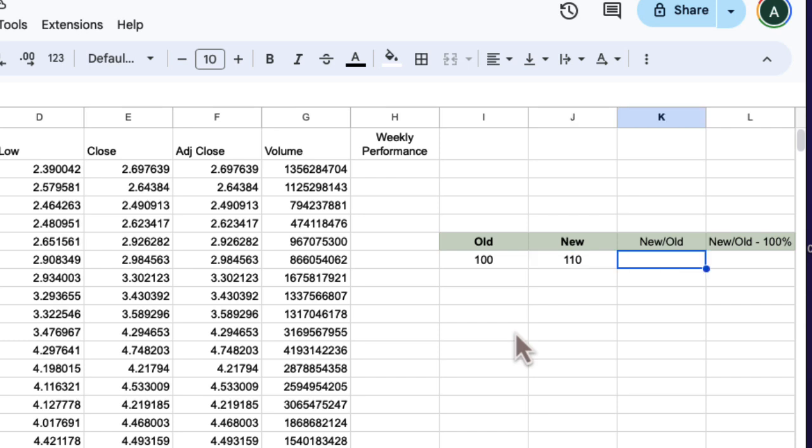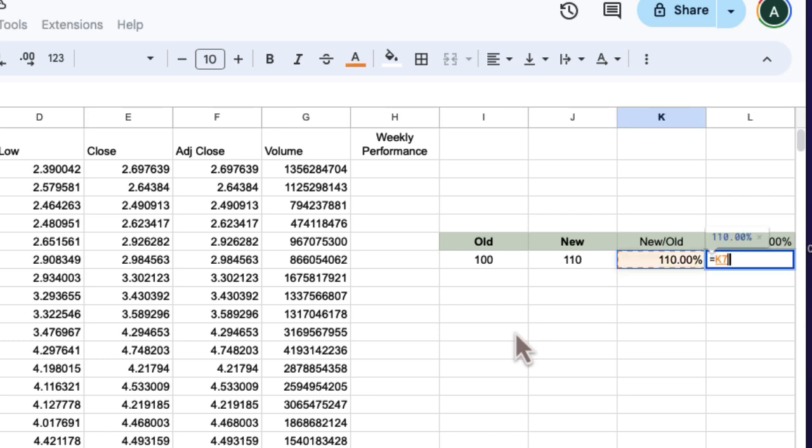And so the way that I'm going to do that is a two-step process. The first thing I'm going to do is I'm going to take the new price divided by the old price. And what this is saying is that the new price is 110% of the old price. But I'm really interested in how the old price changed. What was the performance, not what percentage of the old price is the new price. And so what I do is I subtract 1 or 100% from that total.